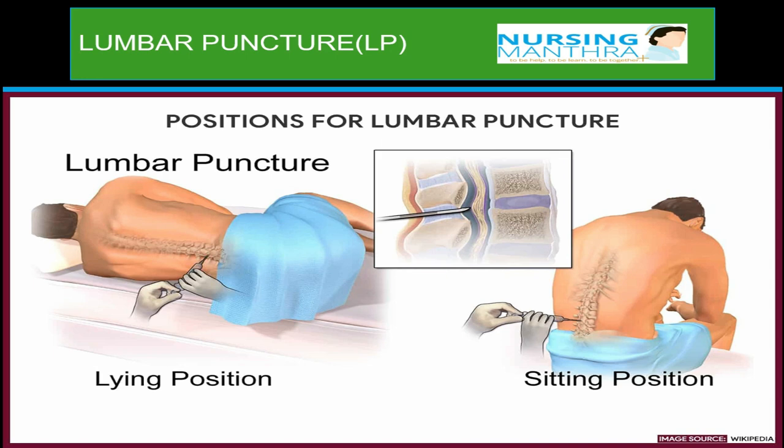The nursing interventions: we have to obtain informed consent and have the patient empty the bladder. During the procedure, position the patient in a lateral recumbent position and have the patient draw the knees up to the abdomen and the chin onto the chest. Assist with the collection of the specimen. Label the specimen immediately in sequence. Maintain strict asepsis. After the procedure, monitor vital signs and neurological signs, position the patient flat as prescribed for some hours, encourage fluids to replace the CSF obtained, then monitor the intake and output chart.